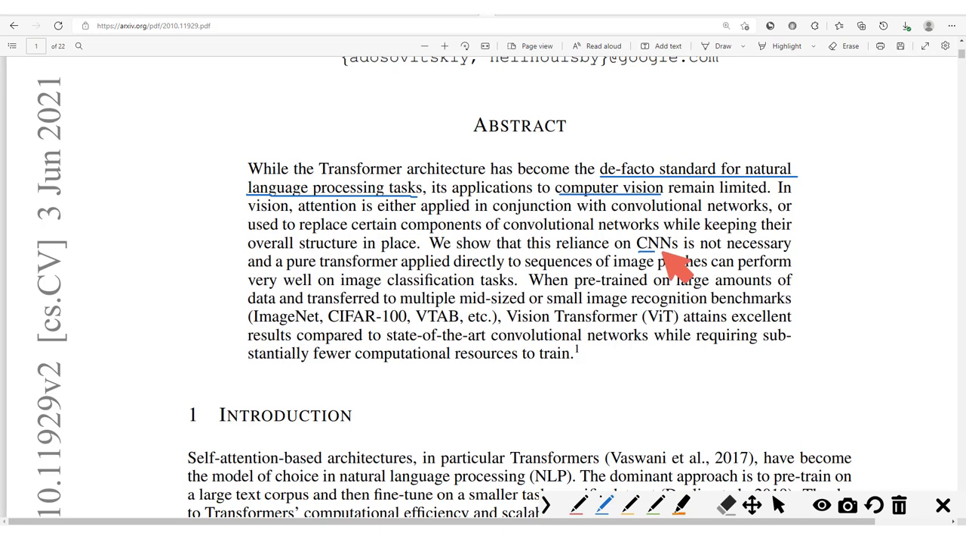We show that this reliance on the convolutional neural networks is not necessary, and a pure transformer, that's without any convolutional neural networks, applied directly to sequences of image patches can perform very well on image classification tasks. They even go ahead to tell us that when pre-trained on large amounts of data and transferred to multiple mid-sized or small image recognition benchmarks like ImageNet, CIFAR, the ViT, that is a vision transformer, attains excellent results compared to the state-of-the-art convnets like the EfficientNet, while requiring substantially fewer computational resources to train.